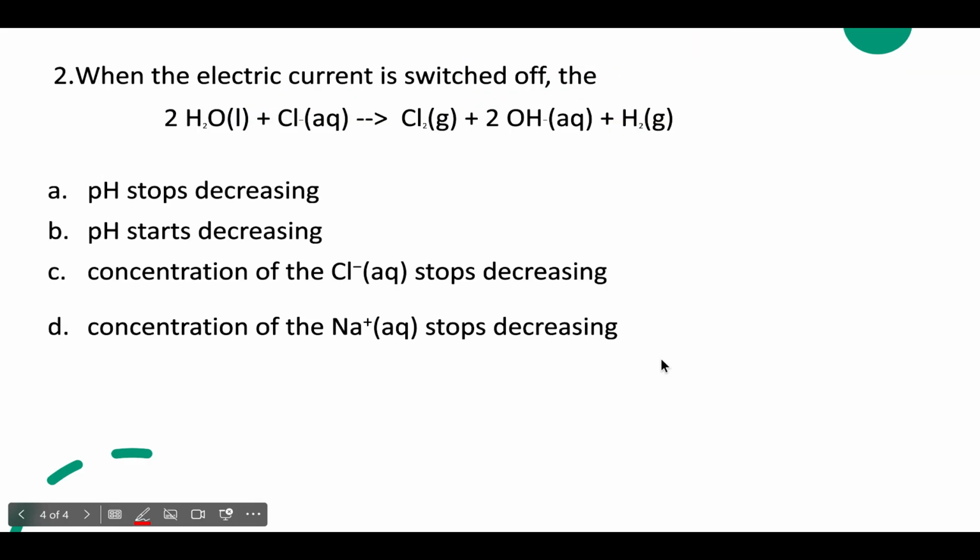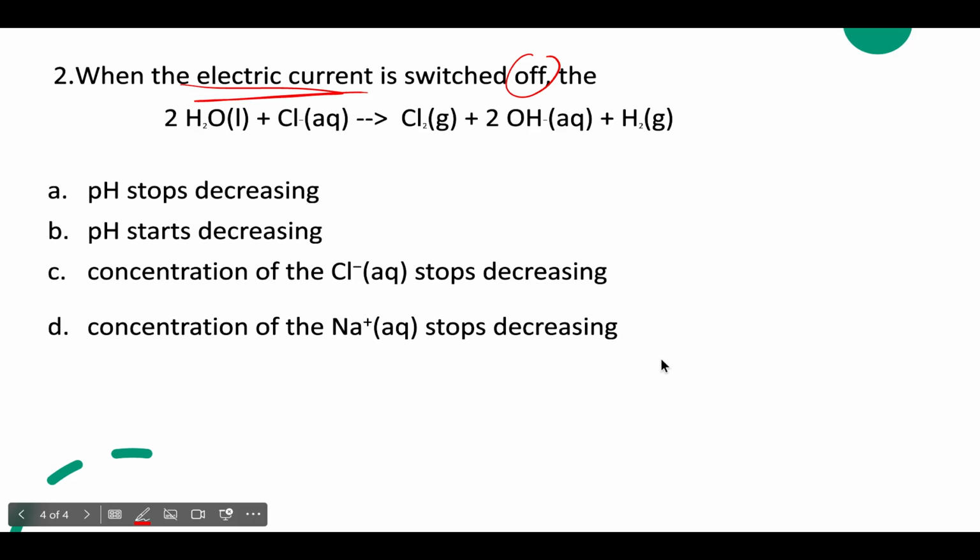And then the next part of this question is asking, when the current is switched off, what will happen? So with this equation, nothing is going to happen until the current is on, right? The reaction won't take place because it's non-spontaneous. That's why we have to add in that current. So when you turn it off, the reaction is going to stop and nothing's going to happen anymore.